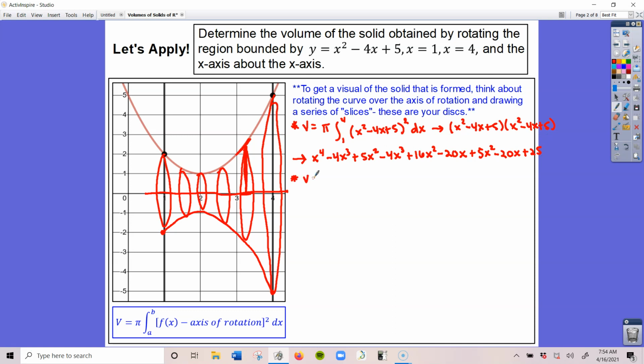So once more, volume is going to equal pi times the integral from 1 to 4 of x to the fourth, minus, then we have this negative 4x to the third minus 4x to the third, which is minus 8x to the third. Then 5x squared plus 16x squared is 21x squared, plus another 5x squared is plus 26x squared. Then negative 20x minus 20x is minus 40x. And then finally plus 25. Now we're ready to integrate.